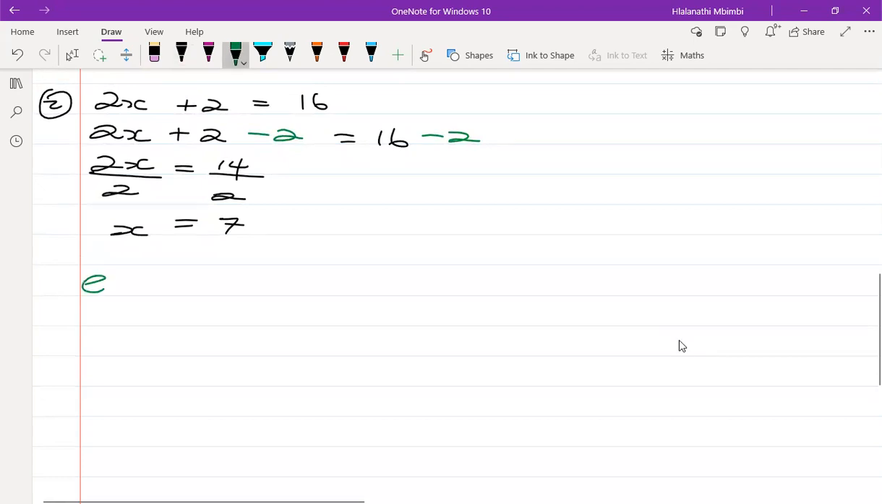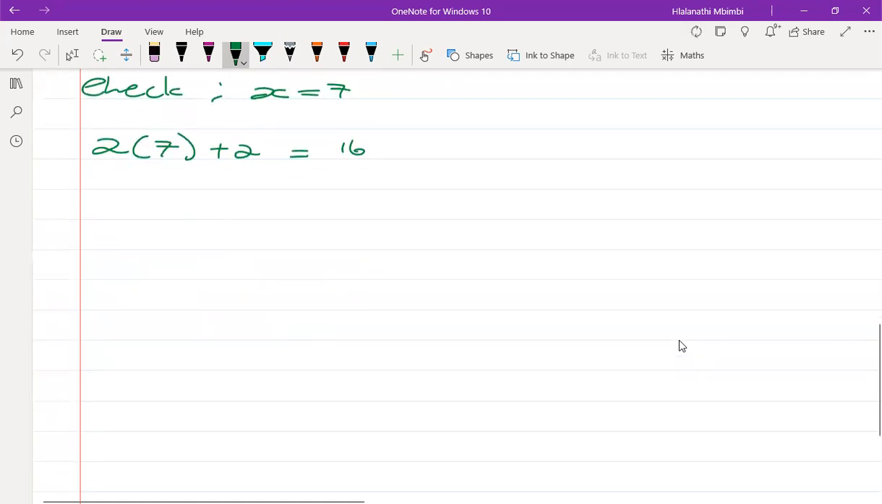Again, you can check if this is correct by noting that your x is equal to 7, and then substituting 7. If you do that, that's 14 plus 2, that is 16. Boom, that's correct.